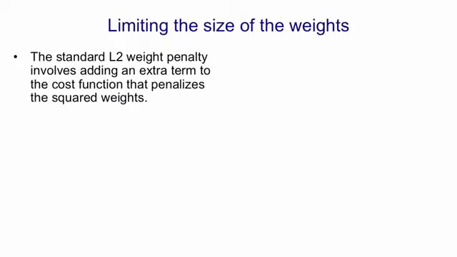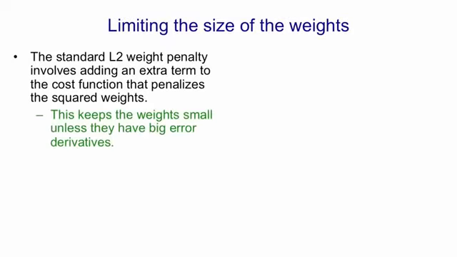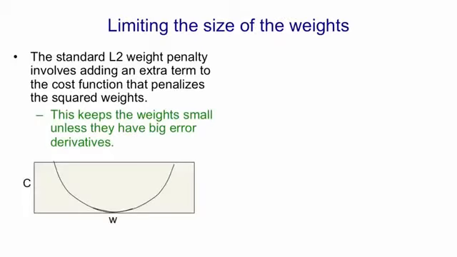The standard way to limit the size of the weights is to use an L2 weight penalty, which means that we penalize the squared value of the weight. This is sometimes called weight decay in the neural network literature, because the derivative of that penalty acts like a force pulling the weight towards 0. This weight penalty keeps the weights small unless they have big error derivatives to counteract it. So if you look at what the penalty term looks like, as the weight moves away from 0, you get this parabolic cost.